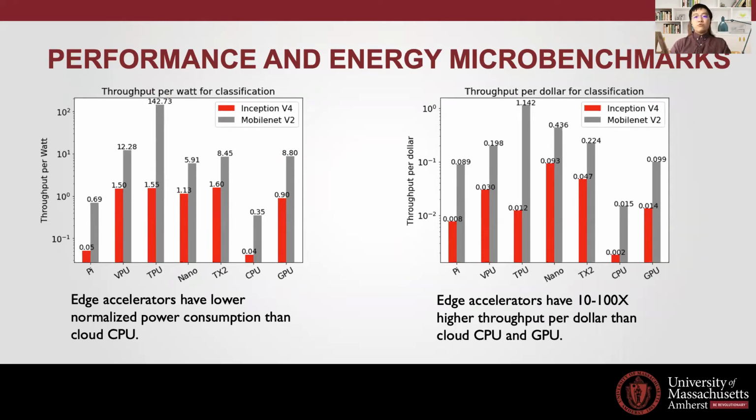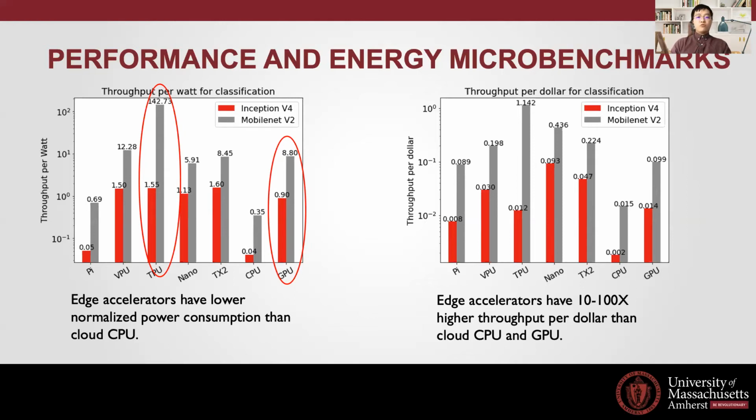Recall that in raw throughput comparison, edge accelerators have similar throughput with cloud CPU and smaller throughput than cloud GPU. But in the normalized results, edge accelerators have 2 orders of magnitude larger throughput per watt than cloud CPU and similar throughput per watt with cloud GPU. Edge TPU even has 1 order of magnitude larger throughput per watt than cloud GPU when running MobileNet v2. This shows the energy efficiency of edge accelerators.